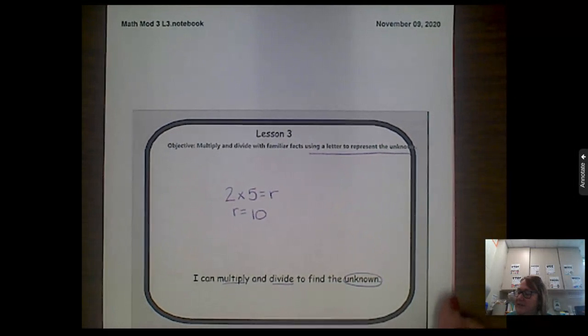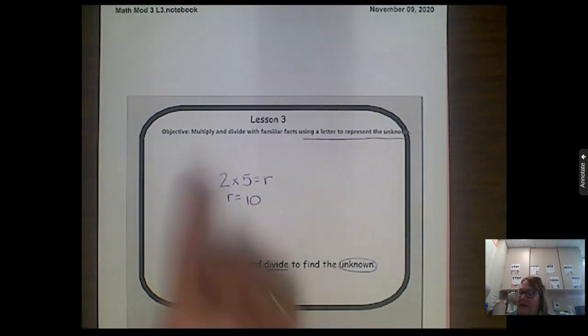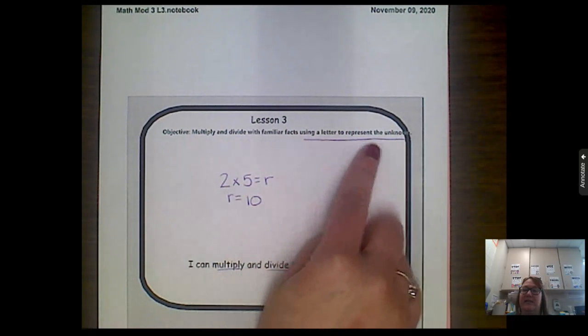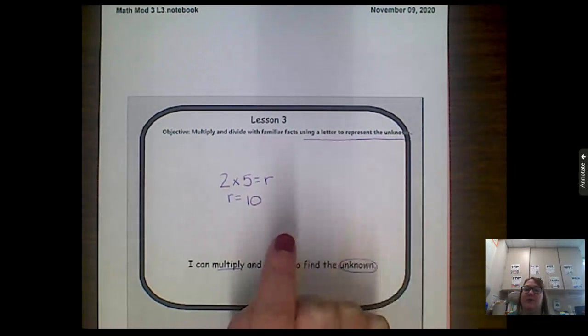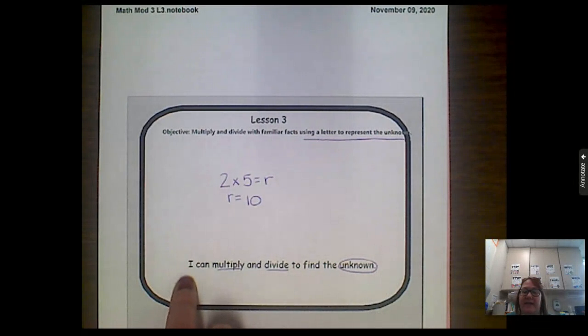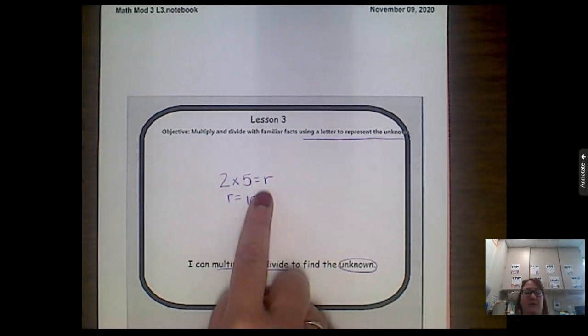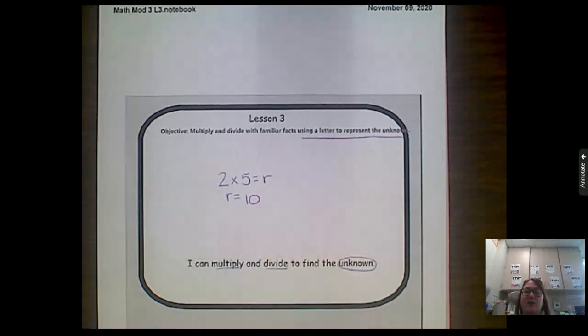Our lesson objective today is that we can multiply and divide with familiar facts using a letter to represent the unknown. And our I can statement is I can multiply and divide to find the unknown. So the unknown just means that we don't know the answer. We're trying to figure out what the answer is, and we're going to use a letter, like it says right there, to represent the unknown.